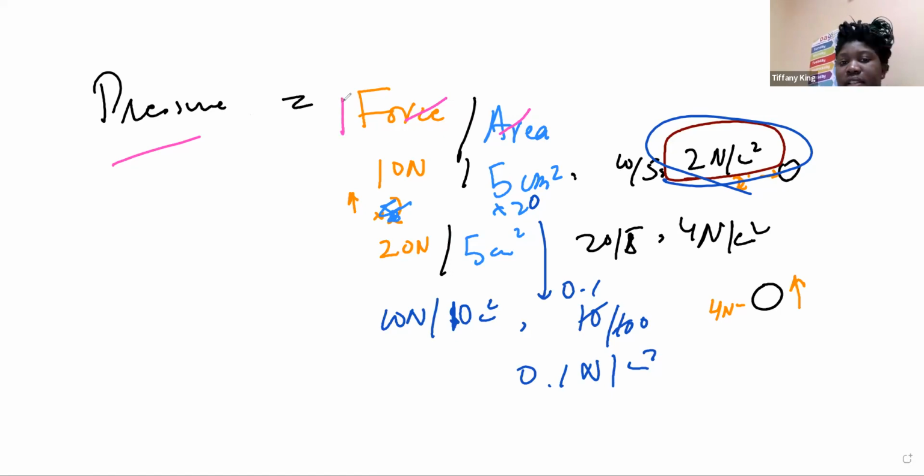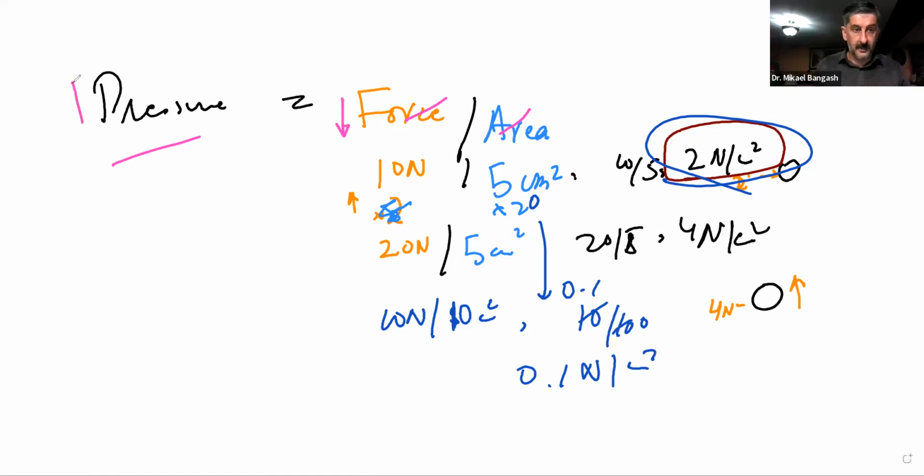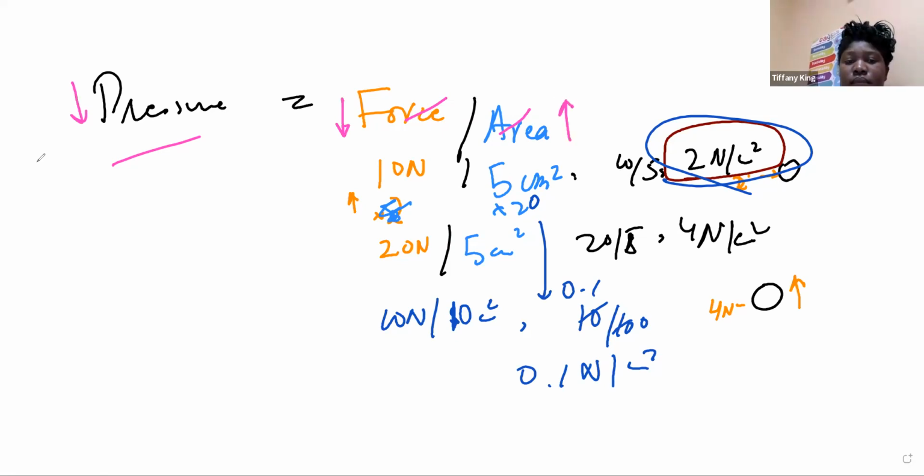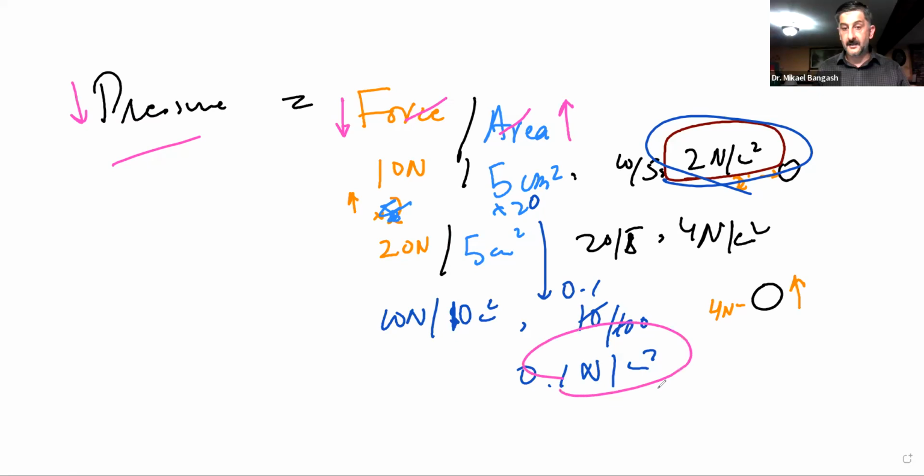The greater the area is, the lesser will be the pressure. And the final answer doesn't always have to be newton per centimeter square. It depends upon what the question asks you. If it asks what your final pressure is, then first of all you have to go with the one which is numerically correct and which has the correct unit.